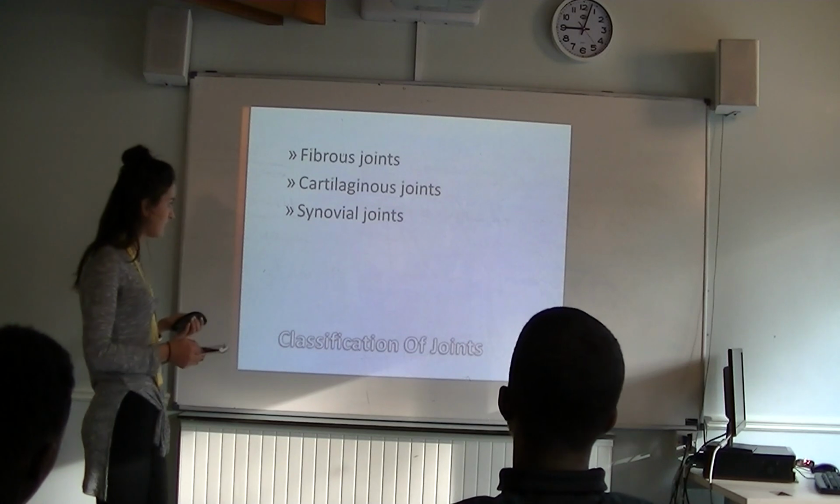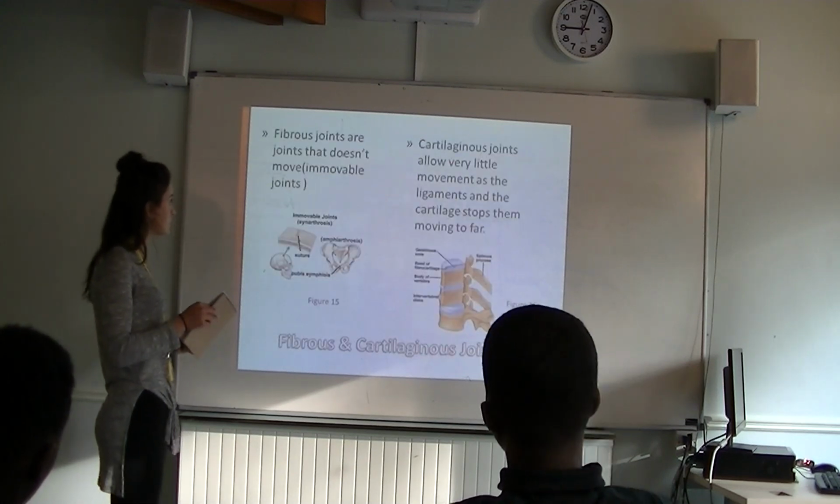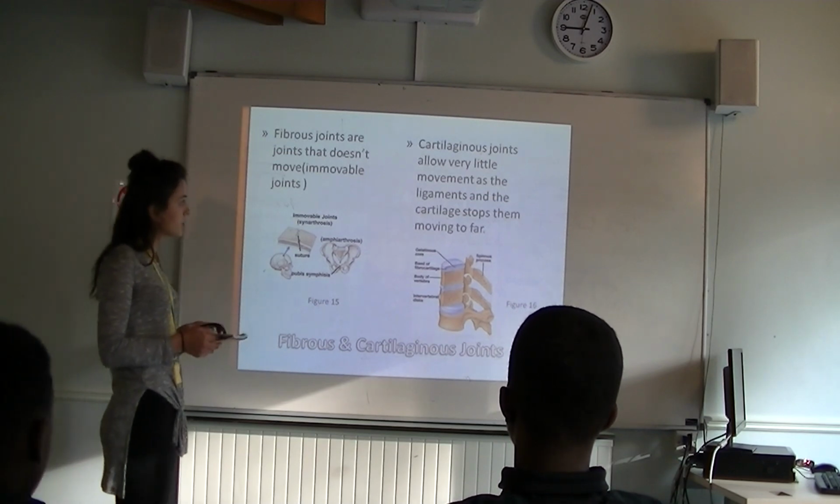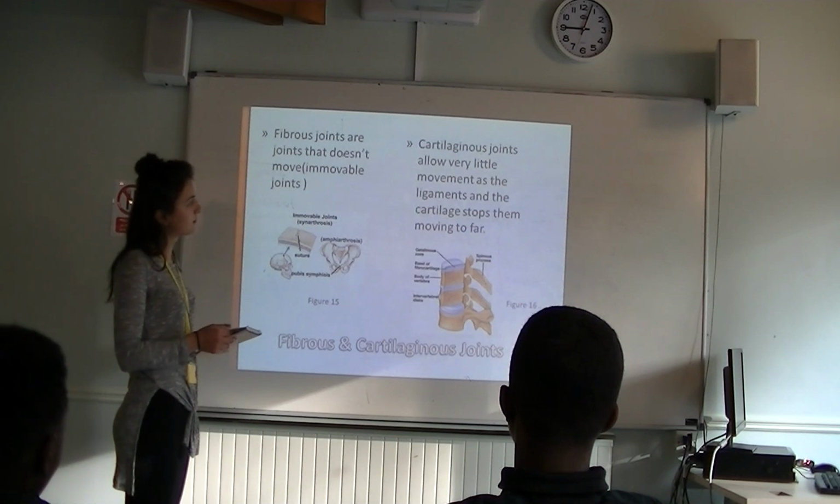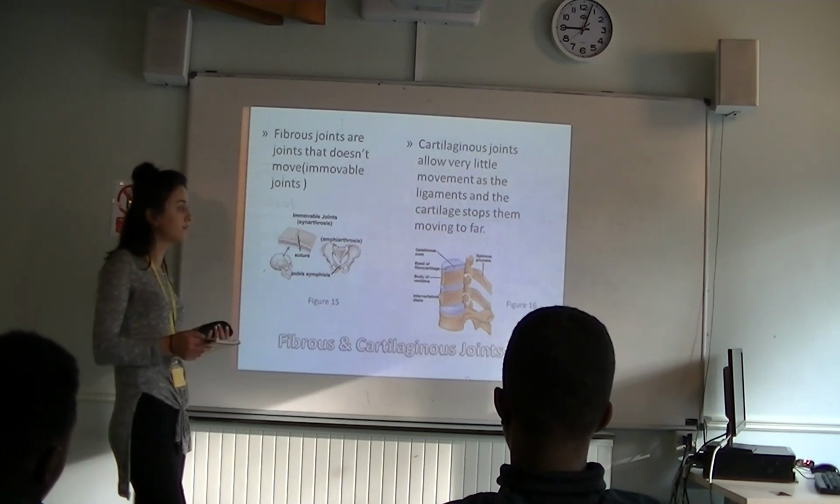We're talking about the classification of the joints. The fibrous joints are joints that are not movable, so immovable joints. And the cartilaginous joint allows very little movement as the ligaments and the cartilage stop them moving too far.